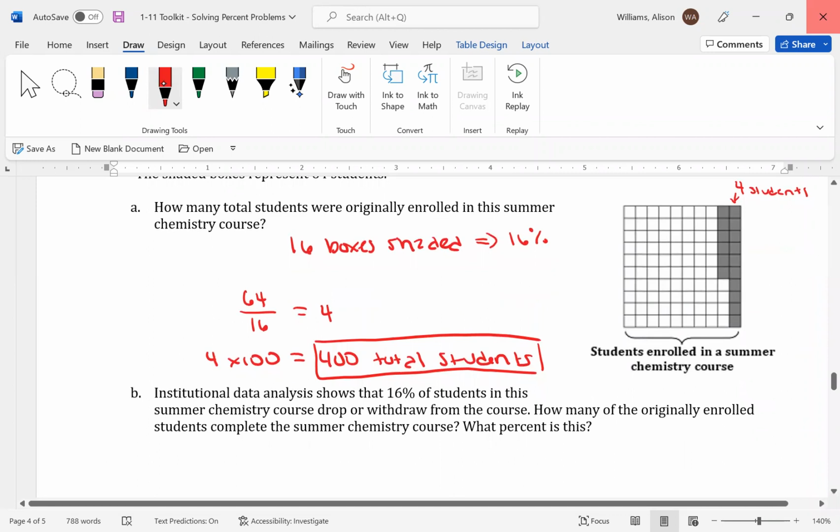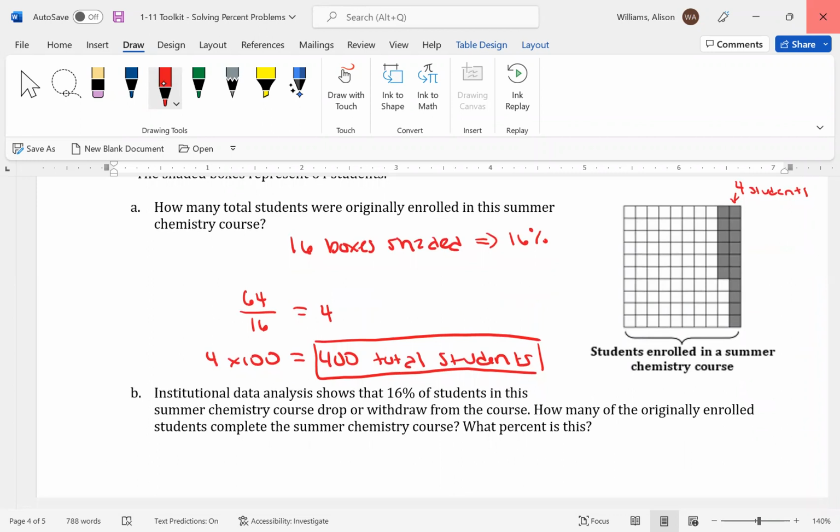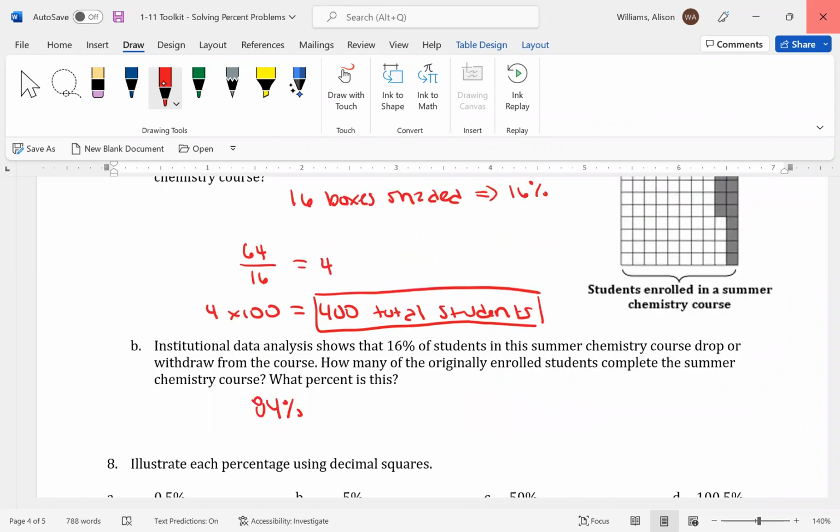Why? Well, if this is a total of 100% and this shaded box region is representing the withdrawal students, then the white region is representing all the students who stayed in the class. And there are 84 of those little white squares. So 84% is what's left in the class. And then the number of students that are there is 4 times 84.